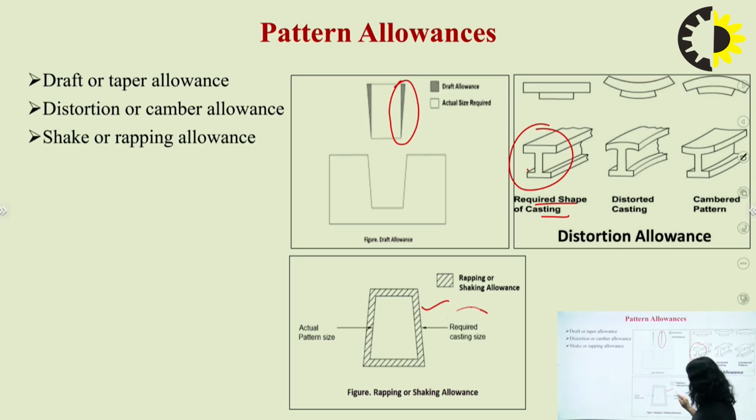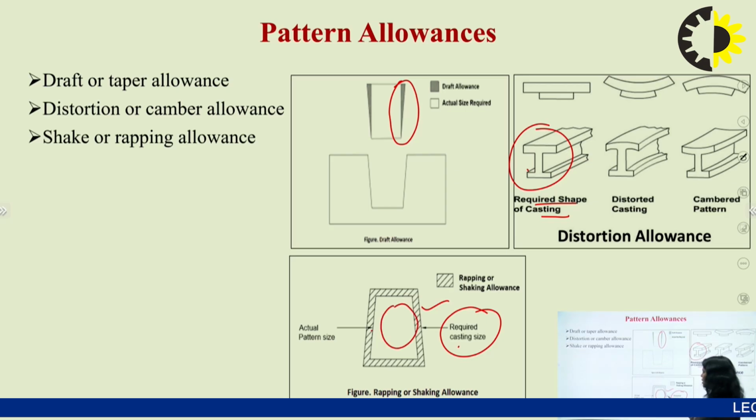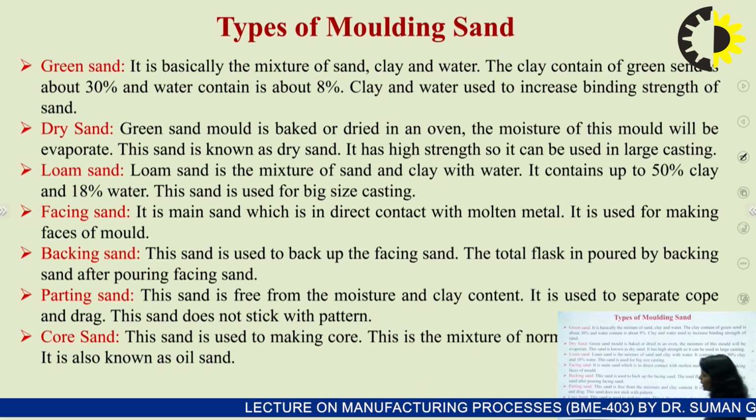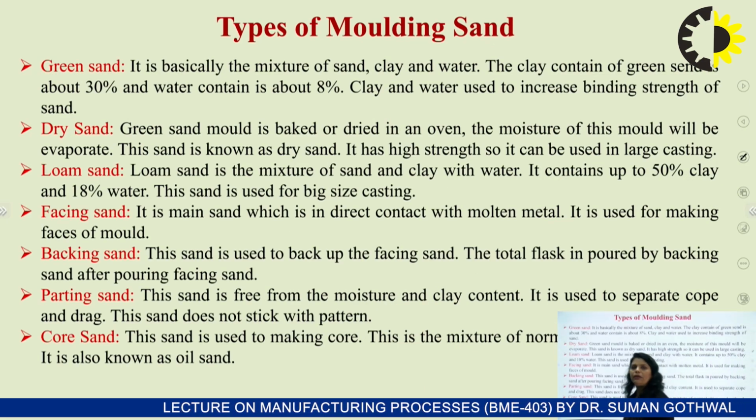For example, this is the required size of the casting, but the pattern should be of this size. It will be made smaller than the required size, because due to the wrapping process, in the shaking process, the cavity will become larger than required. So these are the different types of allowances which we have to consider during the pattern design.